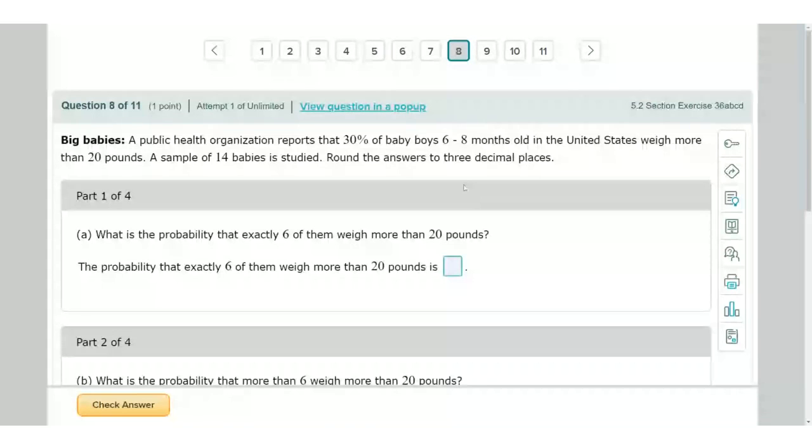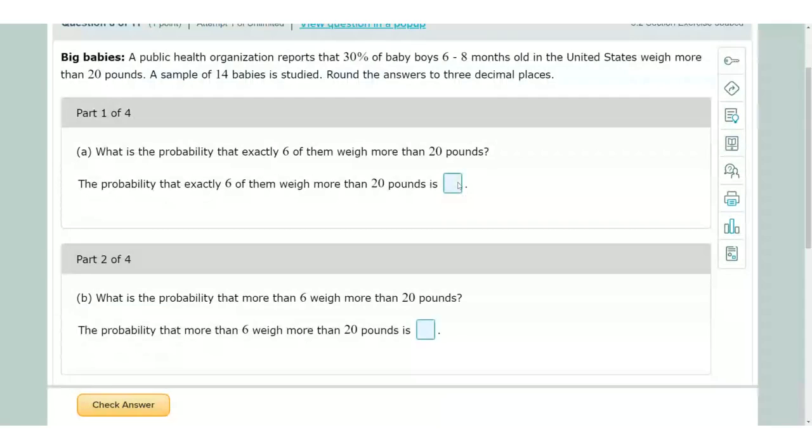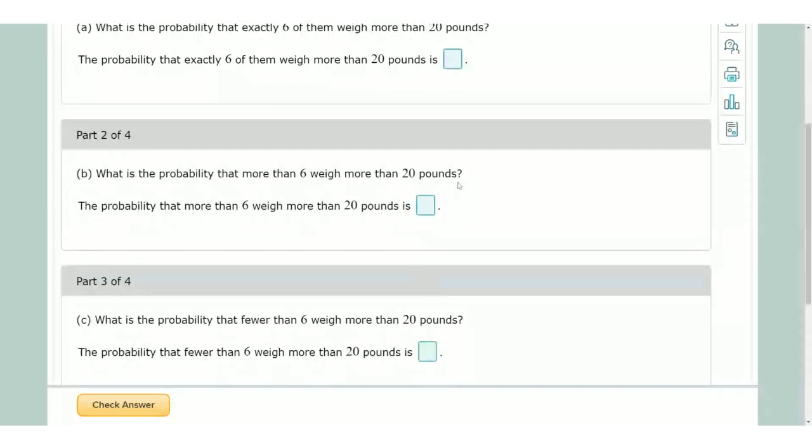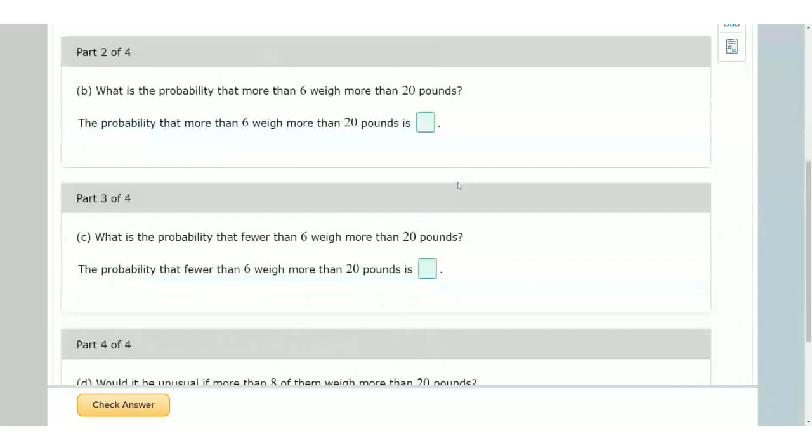All right. What is the probability? Okay, well, it's using 6 for all of them. So we already got all our answers. So for B, what is the probability that more than 6? More than 6. Now tell me, anybody, does that include 6, when you say more than 6?